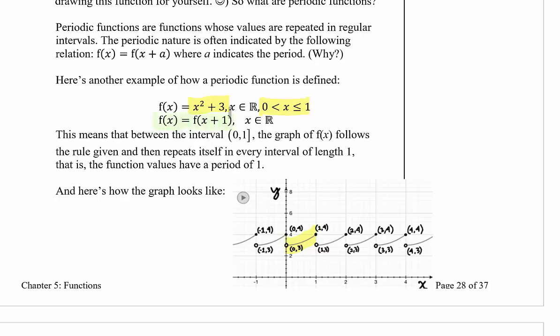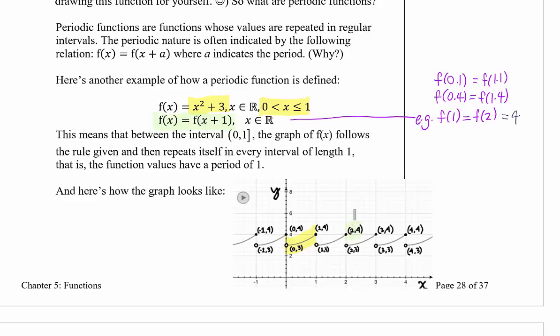Now let's look at this extra line here. f(x) equal to f(x plus 1). What this tells us is that f(1) will be equal to f(2). And since f(1) equal to f(2) and f(1) is equal to 4, that means that f(2) will also be equal to 4. In fact, f(0.1) will be equal to f(1.1), f(0.4) will be equal to f(1.4), and so on. So this entire stretch will be replicated to its right by this equation f(x) equal to f(x plus 1).